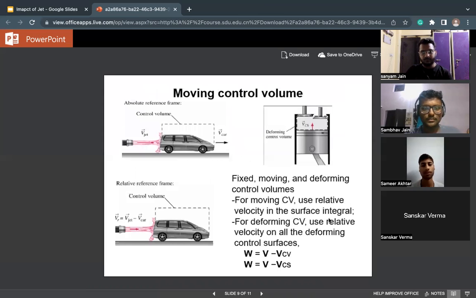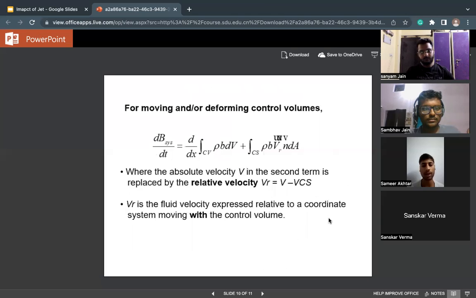Okay, next slide, please. So here we will discuss what to do when the control volume is moving. For this, we have to see the whole situation from two places. First, we see the control volume moving, and the second case is we are moving with the control volume, or we are sitting on the control volume. And then we will use the general equation where relative velocity is the absolute velocity of the fluid minus the absolute velocity of the control volume.